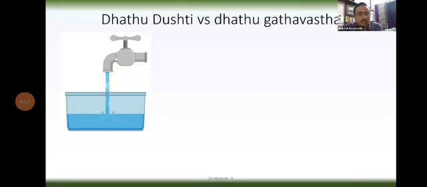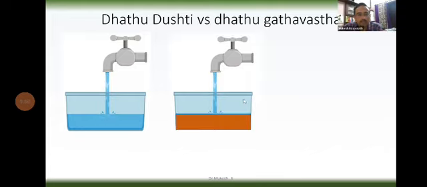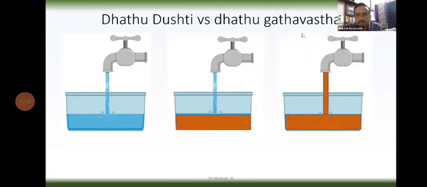Now the water tap is normal, the clean water is coming into this system. Now here you see the water coming is very clear, but you are mixing mud in the water. So now this is the involvement of the dhatu. Here the treatment is also somewhat easy, which we will discuss later.